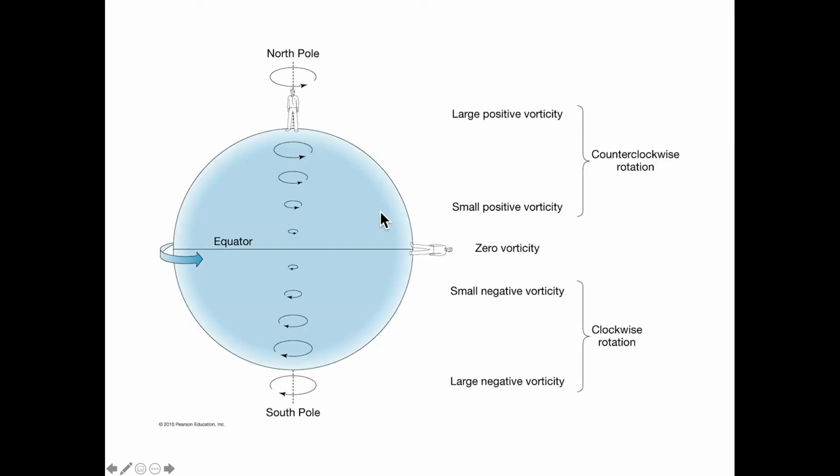Now, the gyre is going to have a different strength depending on where you are latitudinally. At the North Pole, we have a very large vorticity. At the equator, zero vorticity.